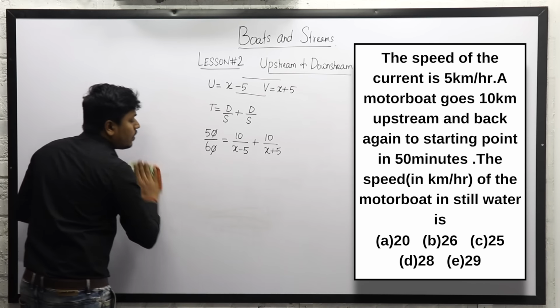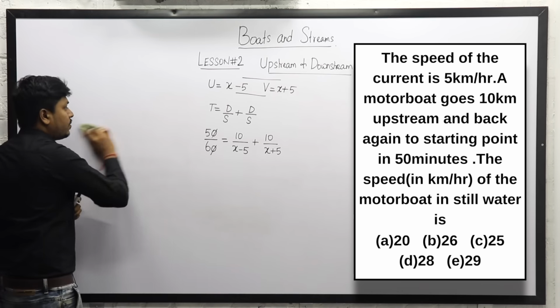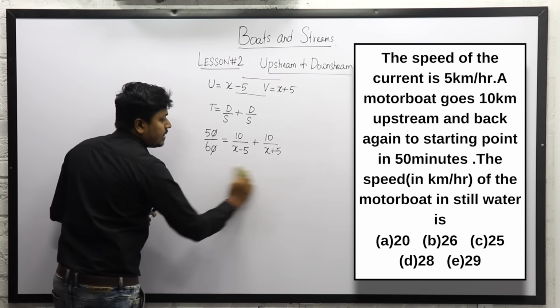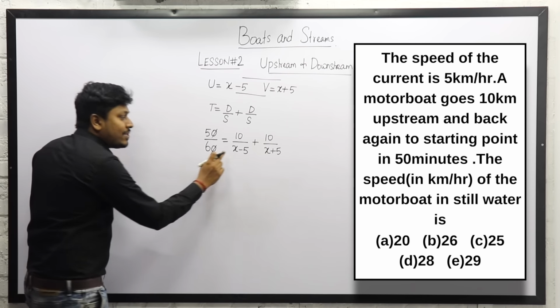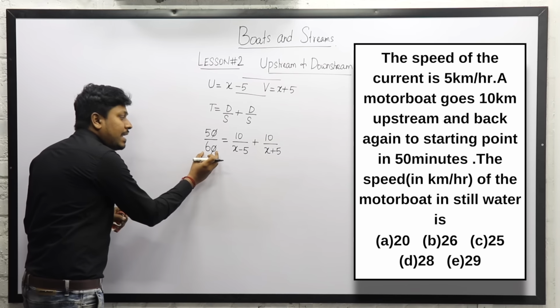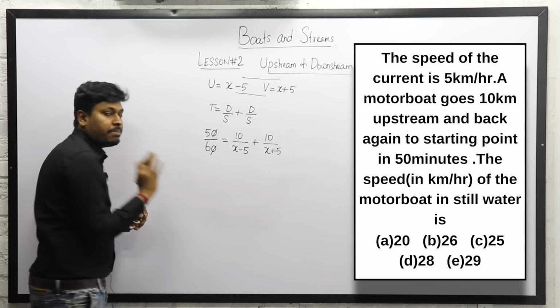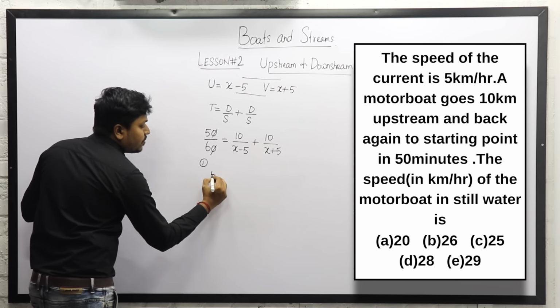Just listen here, what are the options given under this question? It's a memory based question that was asked in one of the competitive exams. Just see here, the first option is 20. Instead of x, I'm going to substitute 20 and check whether the left hand side and right hand side are equal or not. The first option is 20, so I'm going to substitute 20 here.